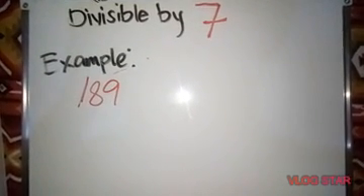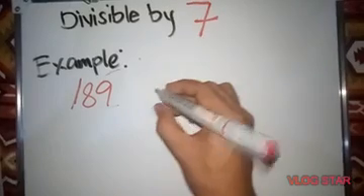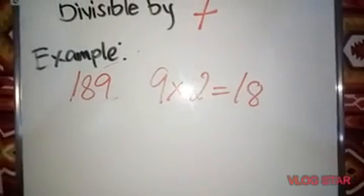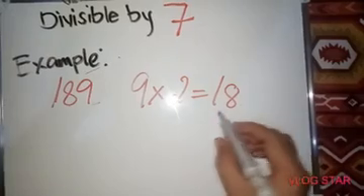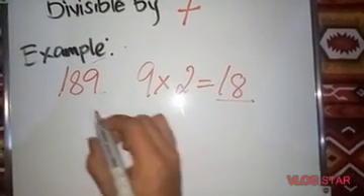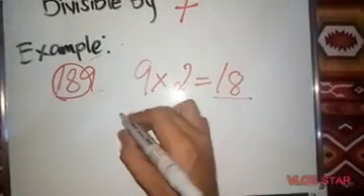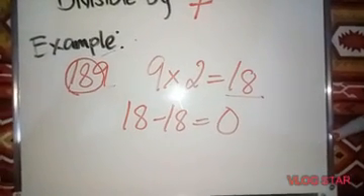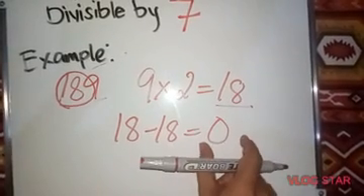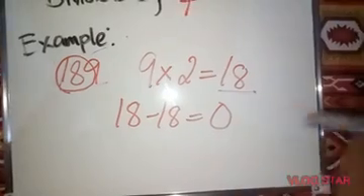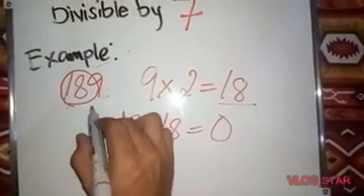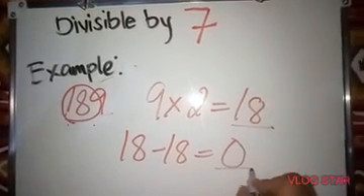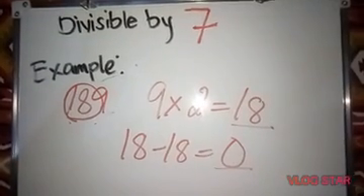Divisible by 7. Twice the last digit, so 9 times 2, the answer is 18. And the next step is subtract the product from the remaining digits, which is 18. So 18 minus 18 is equal to 0. Since the answer is 0, meaning to say 189 is divisible by 7. So if the difference is 0, meaning to say it is divisible by 7.